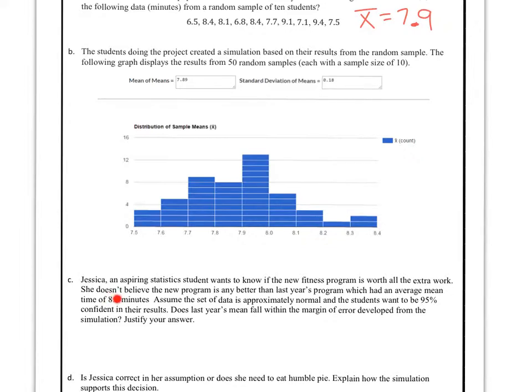Now, I do believe you have an error on your paper. You need to change this number right here to say 8.1. Yours says 8.2, and I actually changed that when I changed the question.